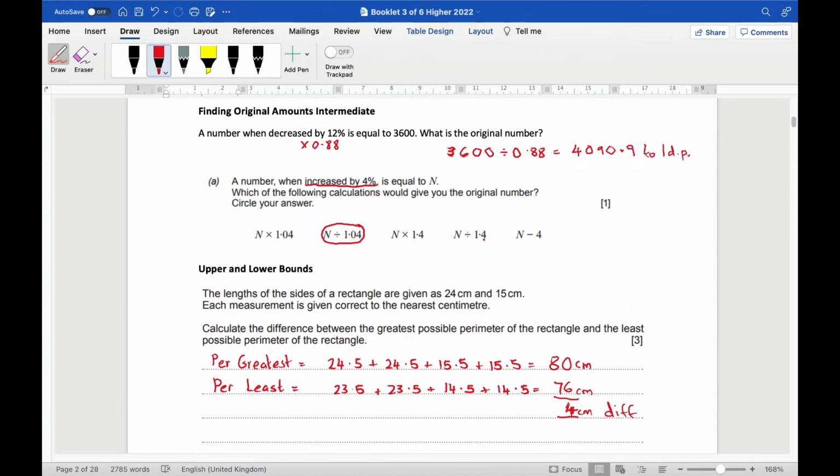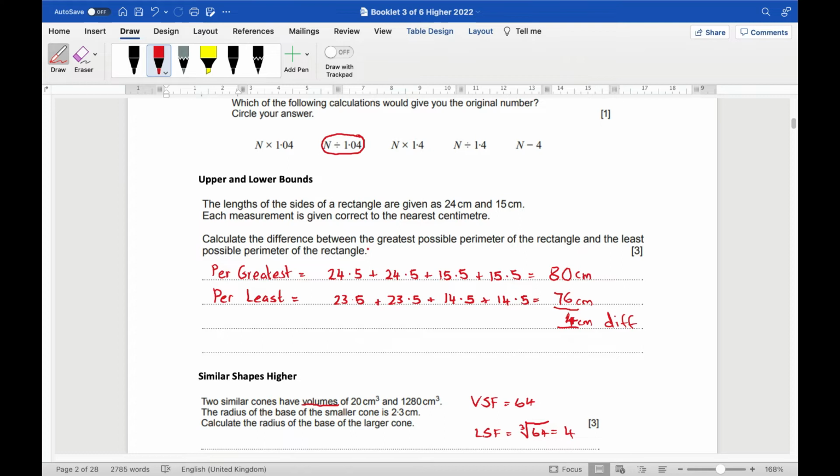Another one for you to look at, how do I reverse a 4% increase? Well, to reverse a 4% increase, instead of times in by 1.04, I would divide by 1.04. Upper and lower bounds, I've missed a step here. I would start by writing all my upper bounds and all my lower bounds, listing them.